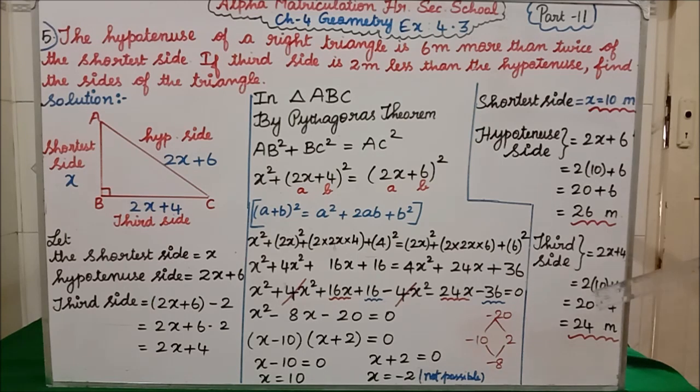Clear? Now the third side what we have taken, 2x plus 4. So 2x plus 4. 2 into 10 plus 4 is equal to 20 plus 4 equal to 24 meter. So now the shortest side is 10 meter, the hypotenuse side is 26 meter, the third side is 24 meter.